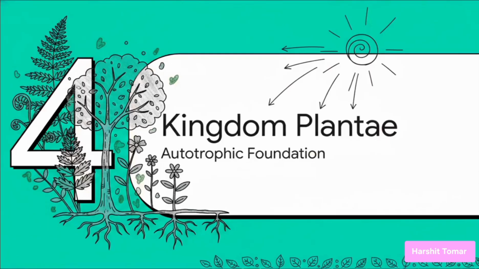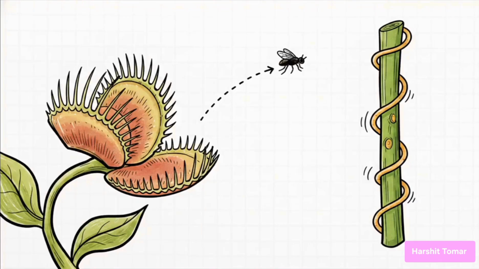Moving on to kingdom plantae, the autotrophic foundation. Now, even in a kingdom that's strictly defined by its prominent chloroplasts and its ability to photosynthesize, nature still loves to throw us a curveball. Plantae actually includes partial heterotrophs, like the insectivorous Venus flytrap, and even parasitic plants like Cuscuta. It just goes to show that biological categories are rarely perfectly black and white.